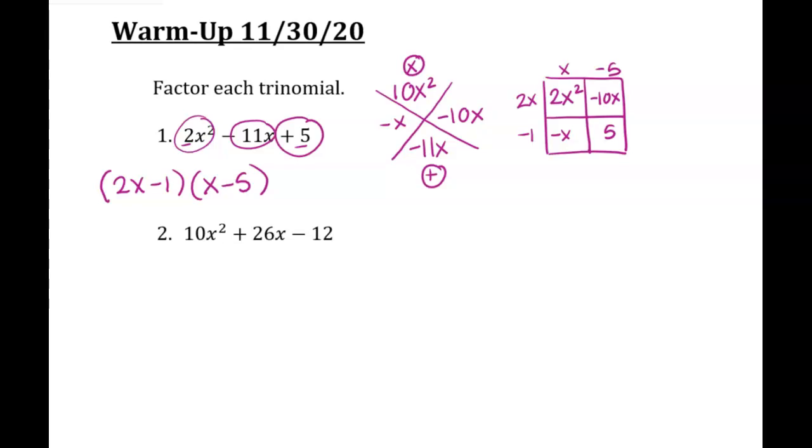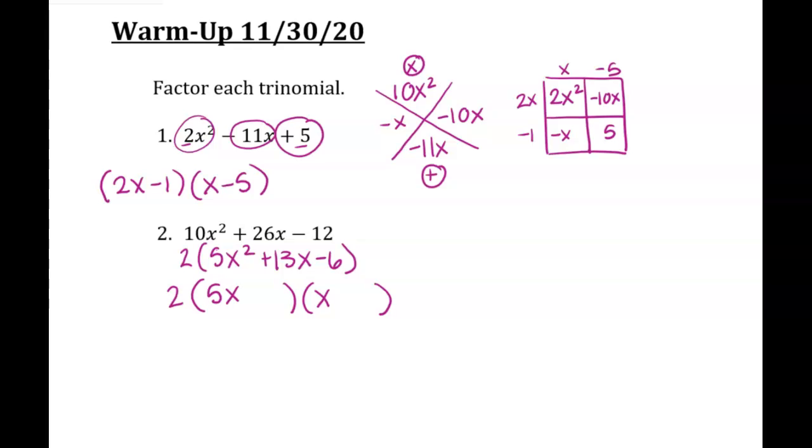For this next one, you have to take out a GCF first. So we can take a 2 out of each term. So we'll get 2 times 5x squared plus 13x minus 6. And if you don't take the GCF out right away, you can still factor. It'll just be harder, and then you'll have to factor out the 2 at the end. So I did x box for the first one. I'm going to show guess and check for this one, but you're welcome to do x box on all of them, honestly, if you want to.